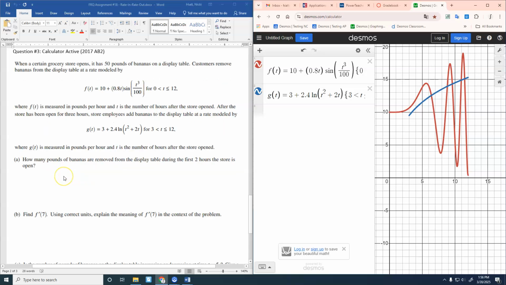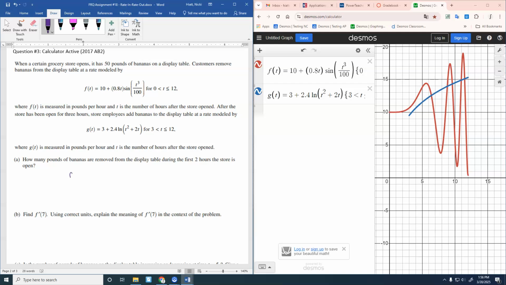For A, it says how many pounds of bananas are removed from the display table during the first 2 hours the store is open. What do you guys think? Okay, of which function? F of t. So all you have to write for this is integral from 0 to 2, f of t dt, and then you are going to go over here, integral from 0 to 2, f of t dt, and we're getting 20.051.